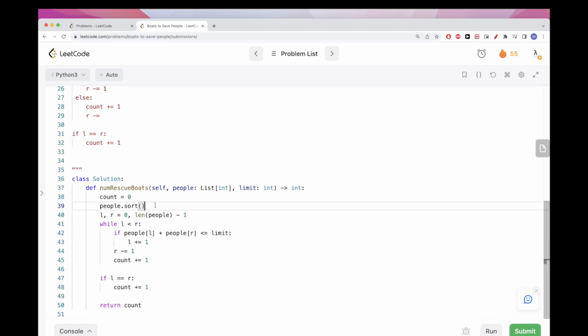So what's the time complexity? Sorting is O(n log n), and this loop goes through the array only once, so it's O(n). Overall, O(n log n) is the dominant factor, so O(n log n) time. In terms of space, we are not using any extra space, just variables, so it's O(1) space. And that's pretty much it for this problem.